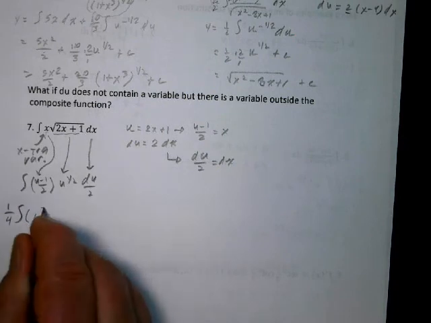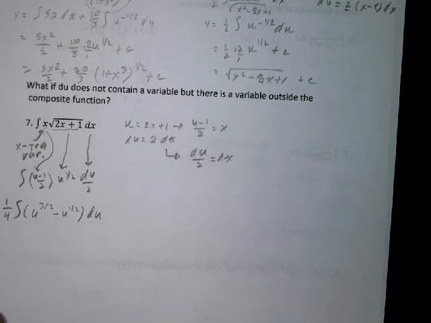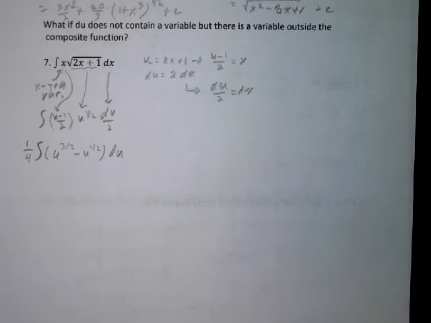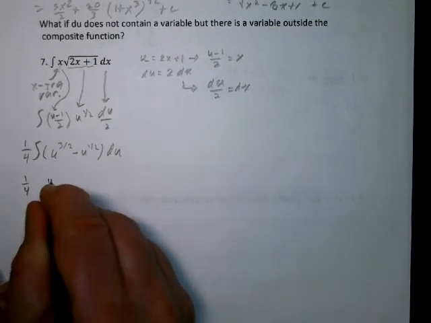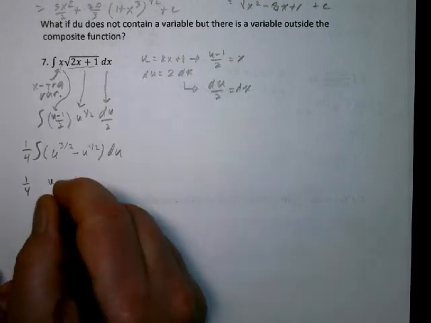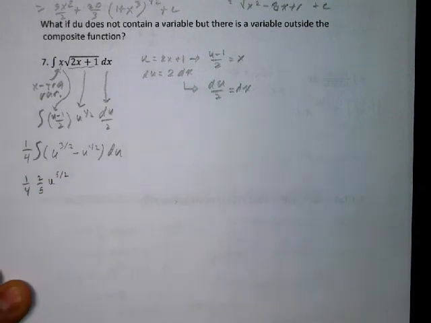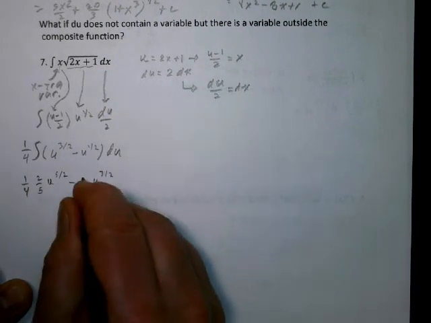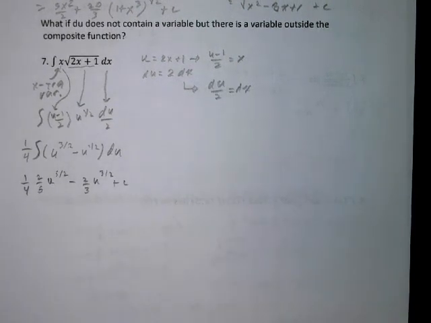Now I'm going to take the u to the 1/2 and distribute it to the u minus 1. When I do that, I get u to the 3 over 2 minus u to the 1/2 du. Now this is something we're more familiar with in terms of integrating. So I have 1/4 times u, add 1 to the exponent, that becomes 5 over 2, multiply by the reciprocal, minus, add 1 to the exponent, multiply by the reciprocal, add c.